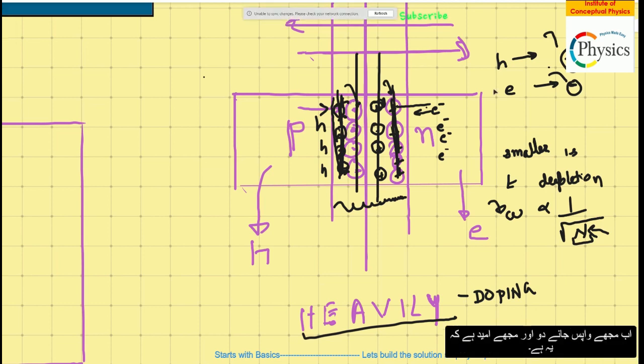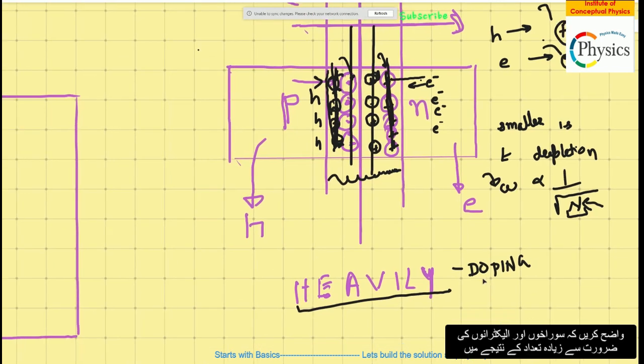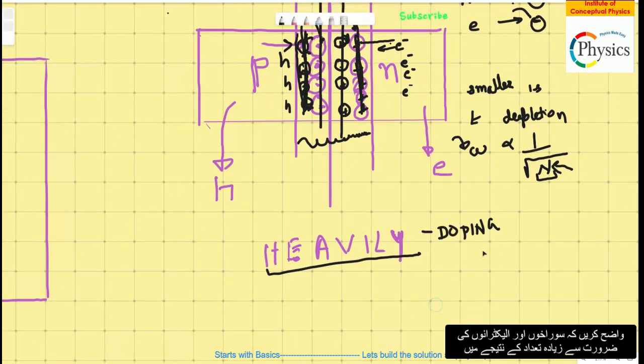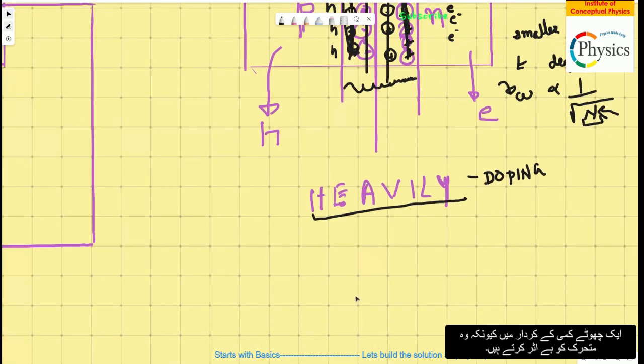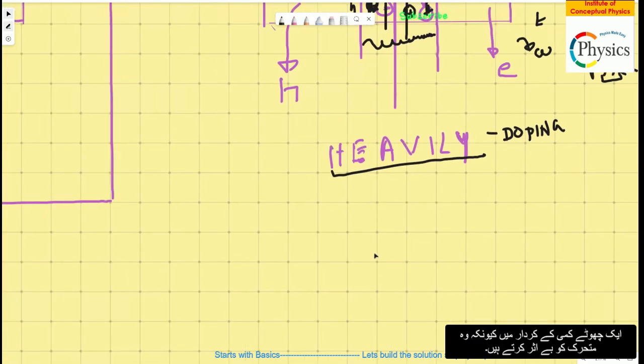Now let me go back, and I hope this is clear why an excessive number of holes and electrons result in a smaller depletion zone, because they neutralize the immobile ion layer and the depletion layer becomes very small.